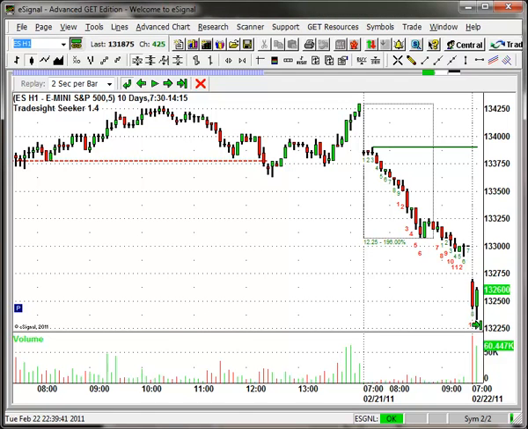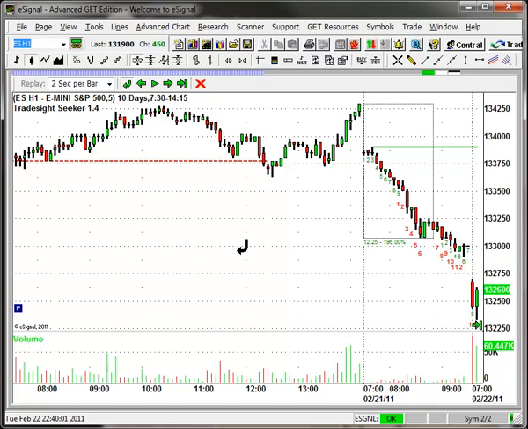Hello, this is a look at the Tradesight Seeker tool. We use this tool for measuring energy exhaustion in the market, trying to spot key turning points. There's a couple of components to the tool, but we're going to use this to show you how it worked on Tuesday, February 22nd. We had a Monday holiday here, President's Day in the United States.